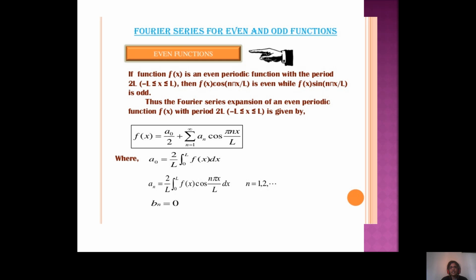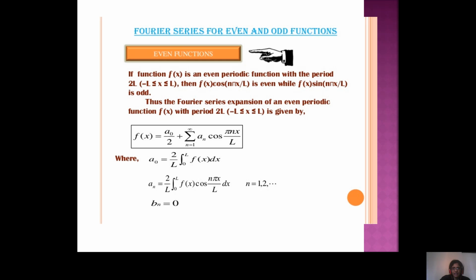Thus the Fourier series expansion of an even periodic function f of x with period 2l, minus l less than x less than l, is f of x equal to a0 by 2 plus summation of n equal to 1 to infinity an cos n pi x by L. So cos n pi x by L is even, but sin n pi x by L is the odd function.